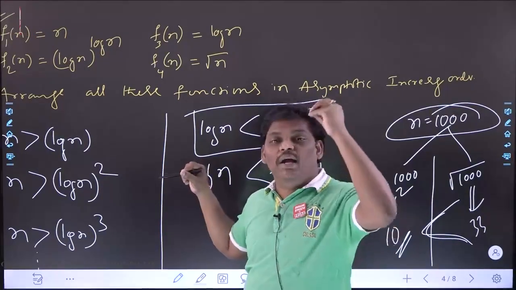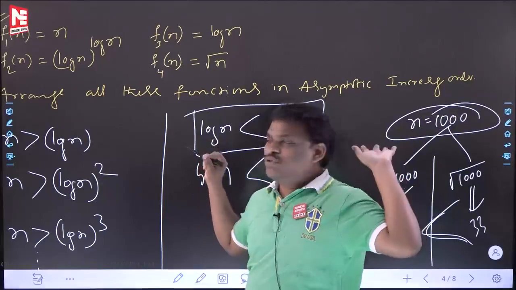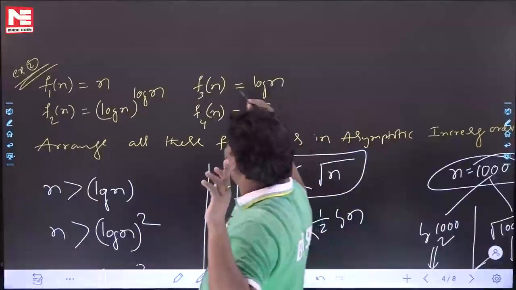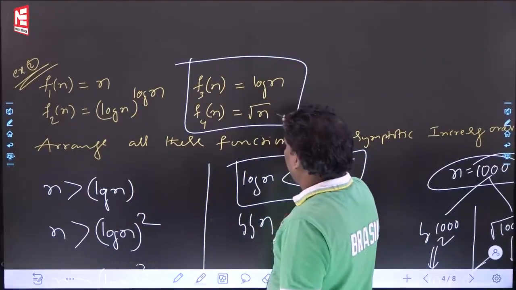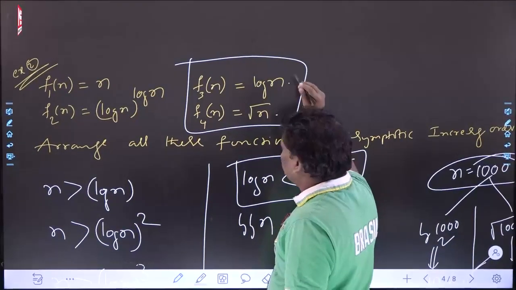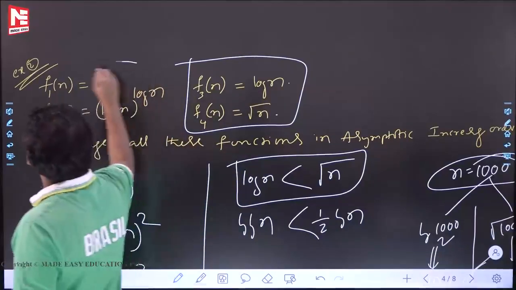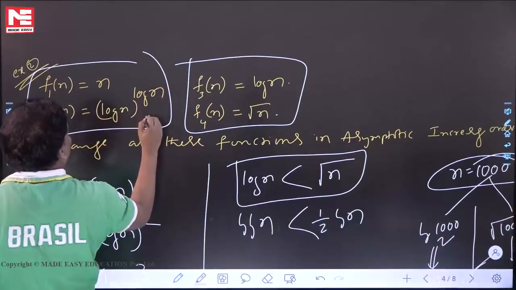But don't blindly apply log every time. So I think now if you are comfortable, can you help me? In these two, who is bigger? Root n is bigger. Next, log n, that's okay. In these two, who is bigger? Log n is bigger. Afterwards, n.